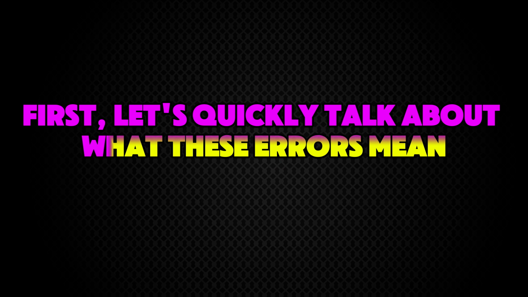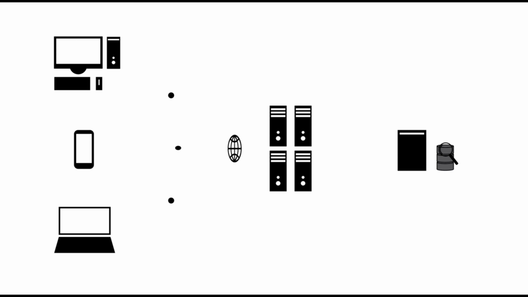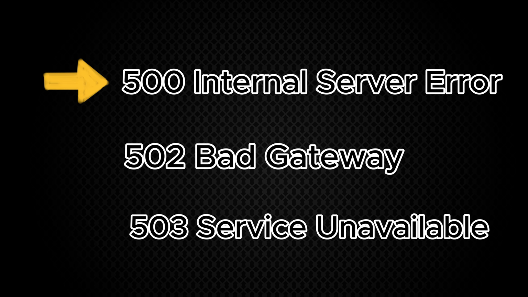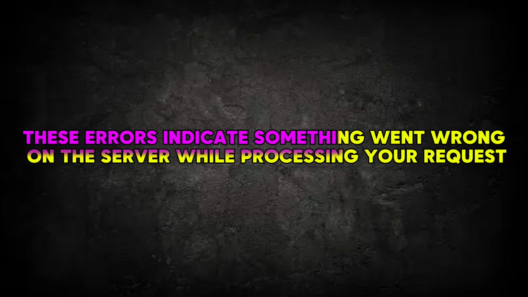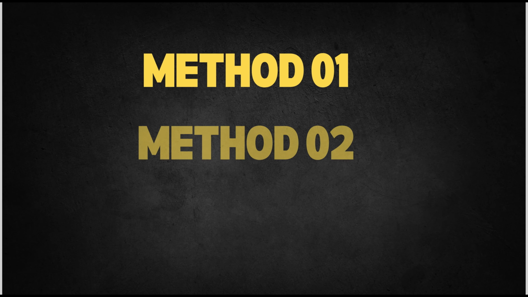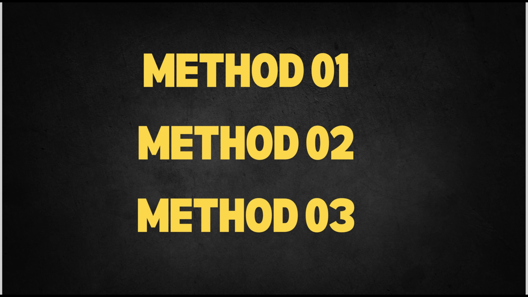First, let's quickly talk about what this error means. Internal server errors are usually issues on the server side, meaning the problem is not with your device, but with the server you are trying to access. Common examples include 500 internal server error, 502 bad gateway, 503 service unavailable. This error indicates something went wrong on the server while processing your request. But don't worry, there are steps you can take to try and fix them.